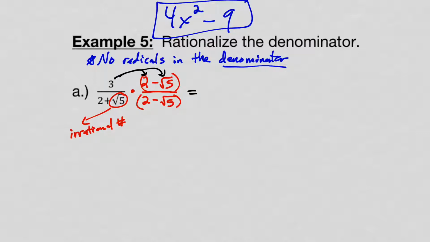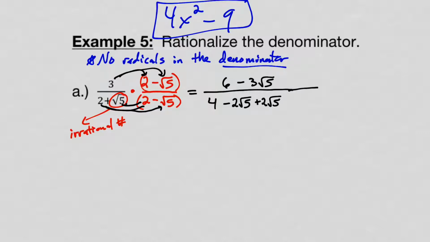And distribute those two. So this is the easier part. That's 6 minus 3 radical 5. Okay, not too bad. But the bottom we have a binomial times a binomial. So we have the 2's. 2 times 2 is 4. And that's going to be negative 2 radical 5. And these two are going to make positive 2 radical 5. Well, we expected that to happen. And then the last one will be minus radical 25.